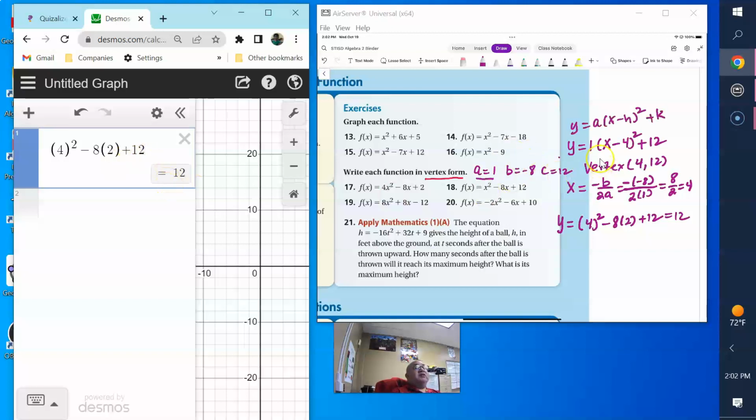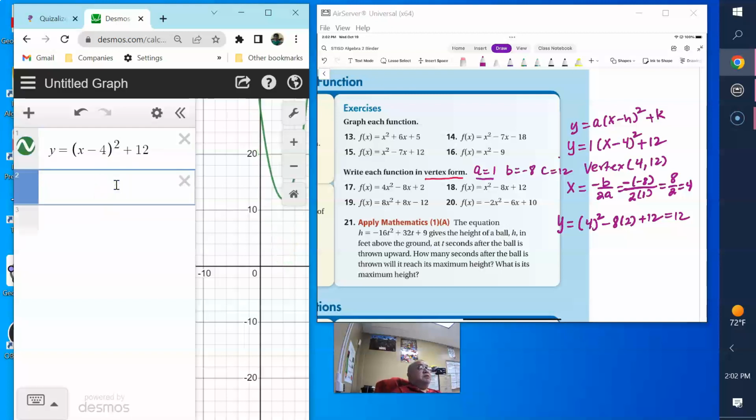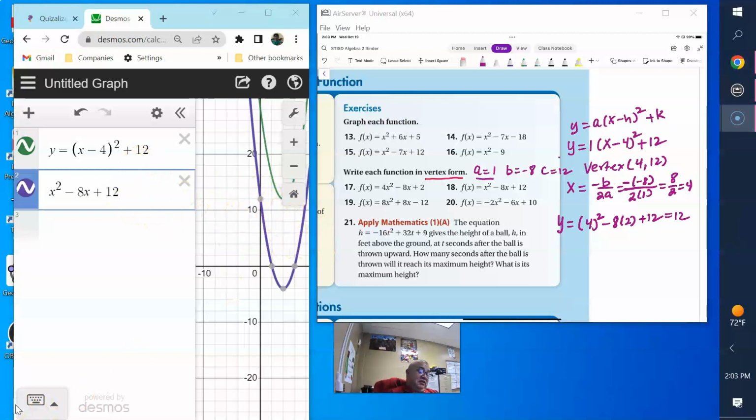Now, if you want to check if this is correct, you're going to go ahead and come to Desmos. You have y equals parentheses x, and you notice that I ignored the 1. Yeah, you can ignore the 1. It's understood. Plus 12. Now, I'm going to go ahead and type in the other equation. We have x squared minus 8x plus 12. And you notice we did something wrong. Okay, did you catch my mistake? I caught it. It's right here.